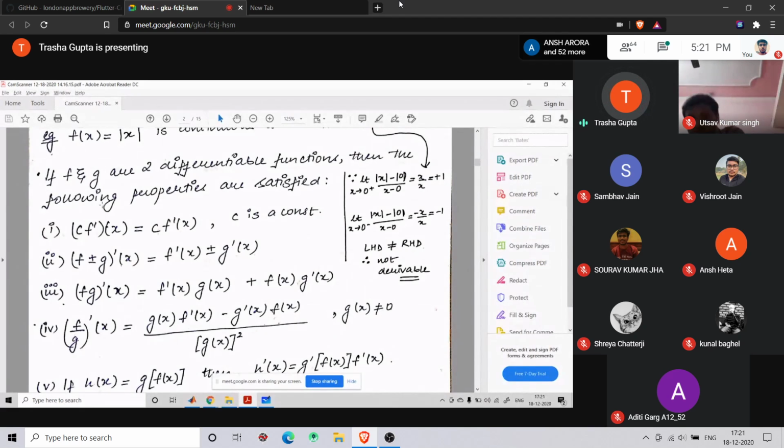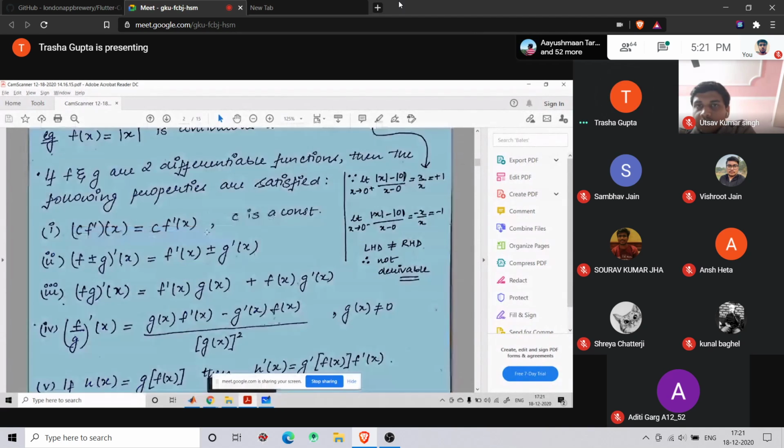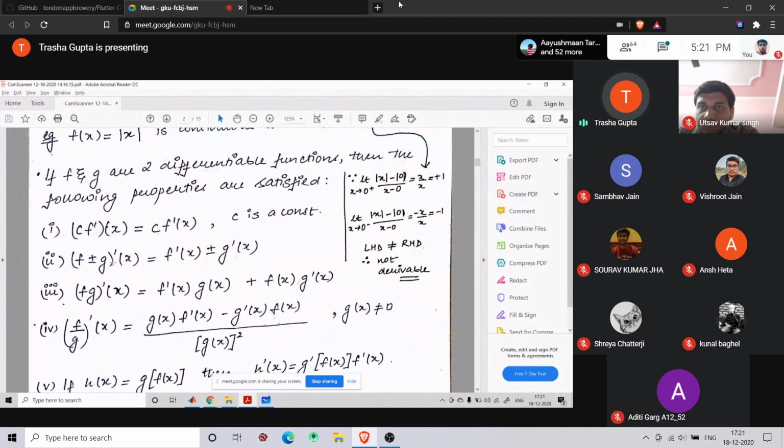Okay, so if we have two functions f and g, and they are differentiable functions, then the following properties are satisfied. It is just a revision of the properties of differentiation. You would have used and applied these in your 11th-12th standard. If I want to multiply a constant with a derivative, it is basically the same as this, right? This is same. If I want to add or subtract two functions and take the derivative, it is the same as first taking the derivative and then adding or subtracting them.